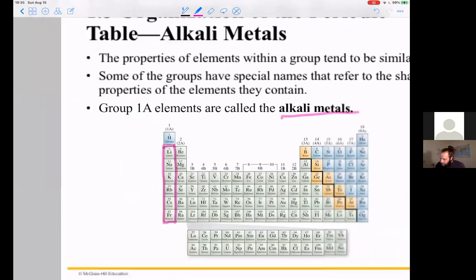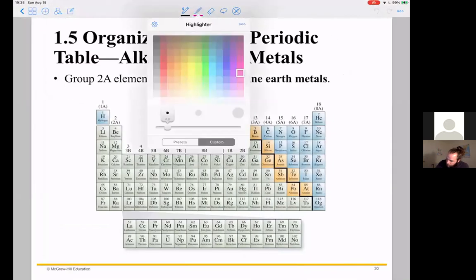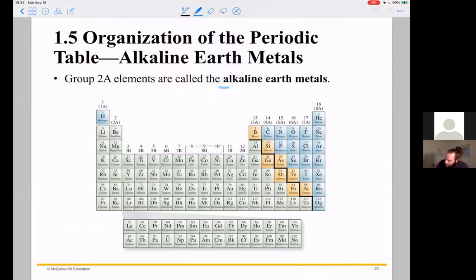Same thing with our next column, which are the alkaline earth metals. And that is this block here. Okay, and again, all alkaline earth metals behave very similarly. So that is why they've been grouped in this same column.